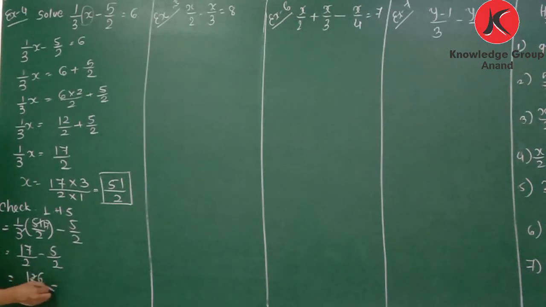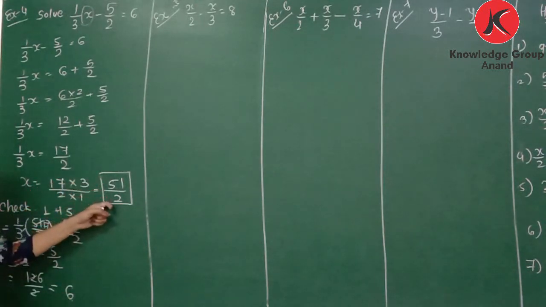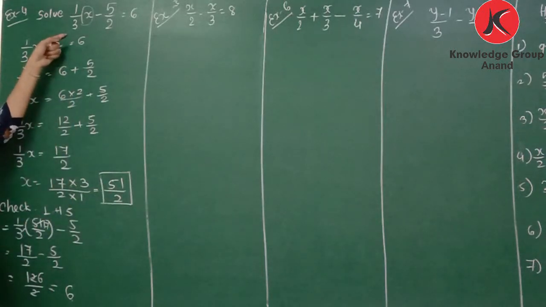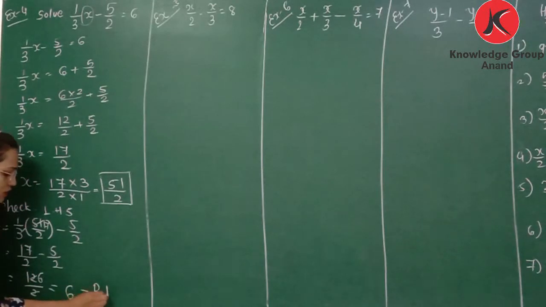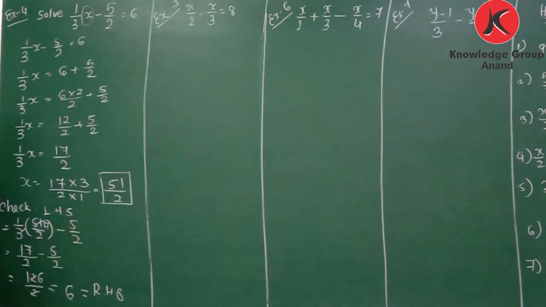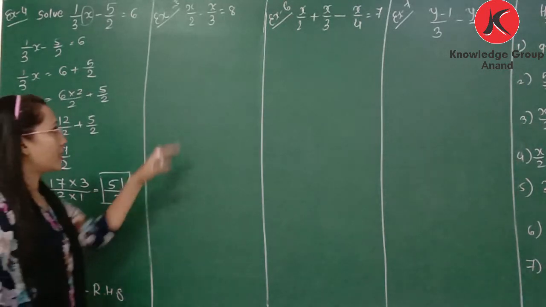So it is 6. If we write value of x 51 by 2 on left side in equation, we will get right hand side, that is our right hand side. So this is the solution of equation. Clear? This way you can also check your answer. Now let's take next example.